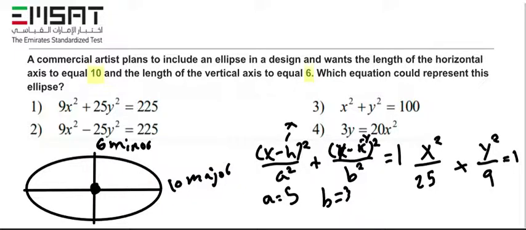So now, as we can see in the options above, we don't have a fraction. So to get rid of the fraction, we need to cross multiply. So x multiplied by 9 and y multiplied by 25. So let's start. x squared multiplied by 9 equals 9x squared. Then y squared multiplied by 25 equals 25y squared.